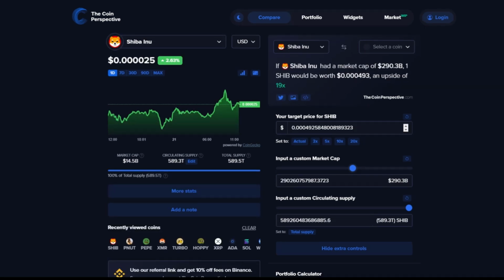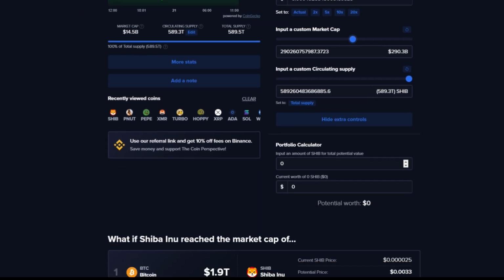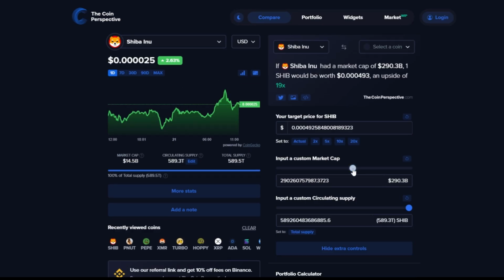Another cool thing about the coin perspective is if we scroll down here, we have a portfolio calculator. Let's say we only had $3,000 to play with. You can come in here and put your $3,000. I'm going to set this to a realistic market cap. So let's say Shiba Inu at almost $100 billion.